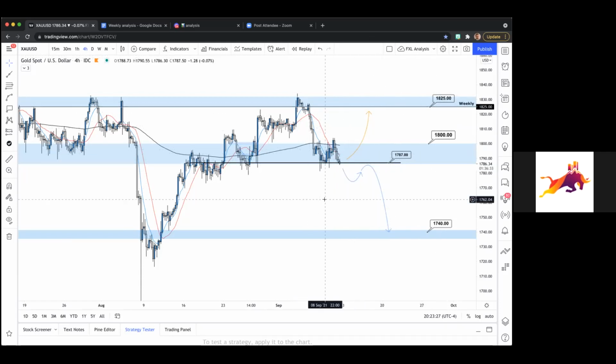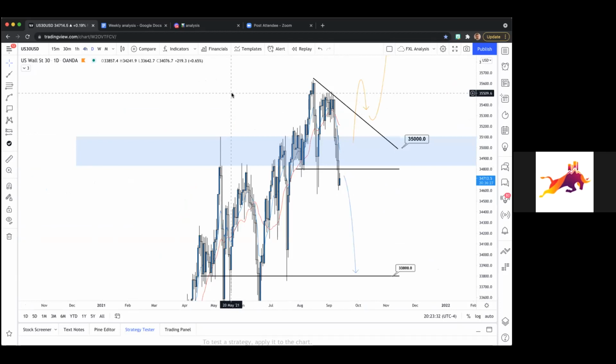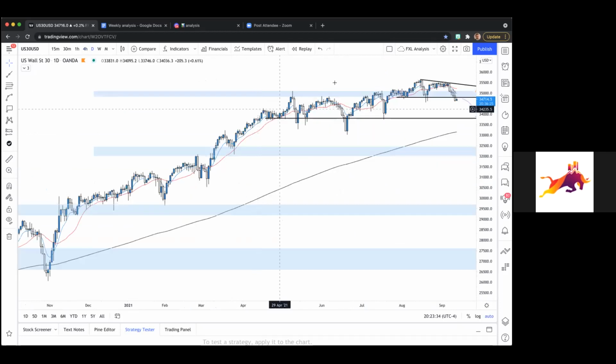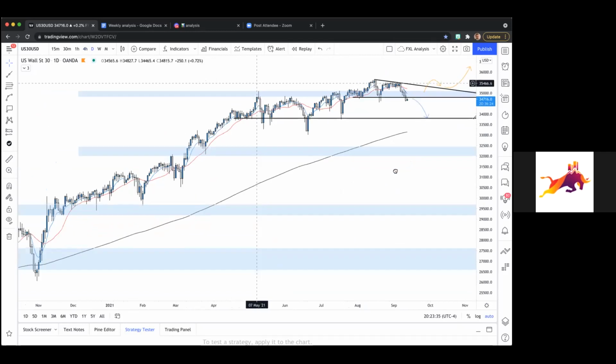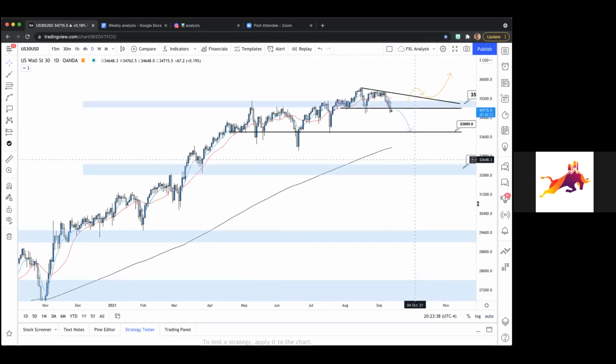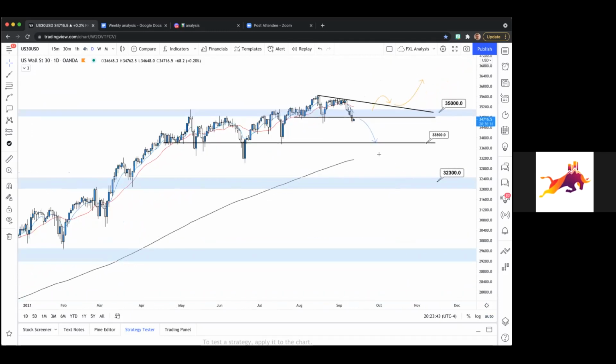All right, so that's gold. And I actually did say to you guys that I would cover one bonus pair, and that's US 30. A lot of people have been looking at US 30 lately, so I figured I'd give it a shot. We're going back into the indices. I've actually been trading this the last couple of weeks, so it's been good to see.